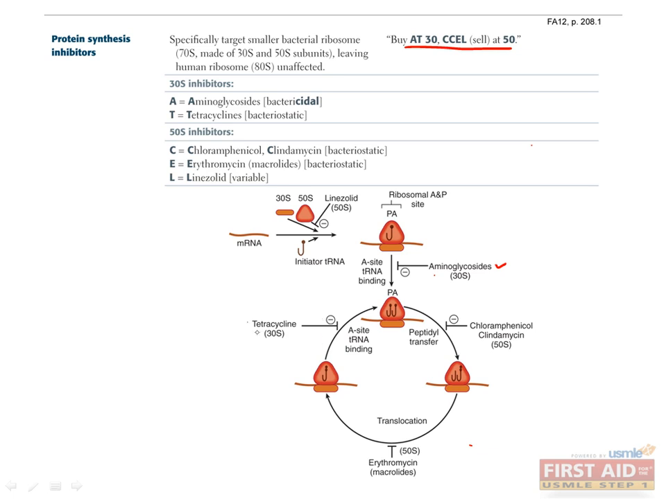Aminoglycosides and tetracyclines both inhibit the 30S ribosome, while inhibitors of 50S are chloramphenicol, clindamycin, erythromycin, and linezolid. Linezolid prevents the initiation step of protein synthesis, whereas most of the other antibiotics that inhibit protein synthesis inhibit elongation.